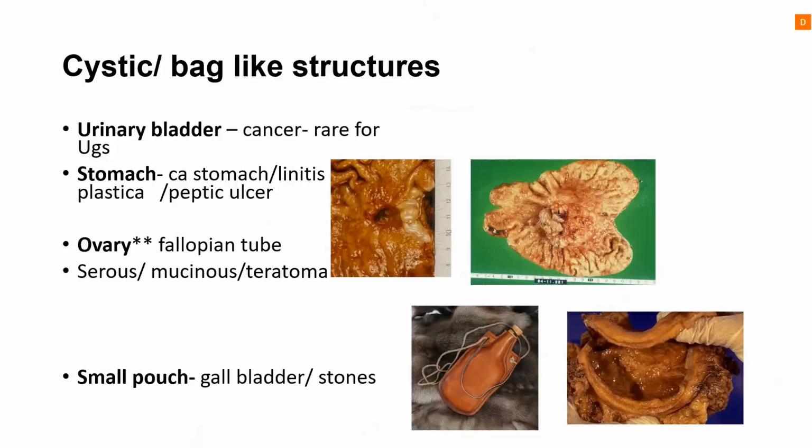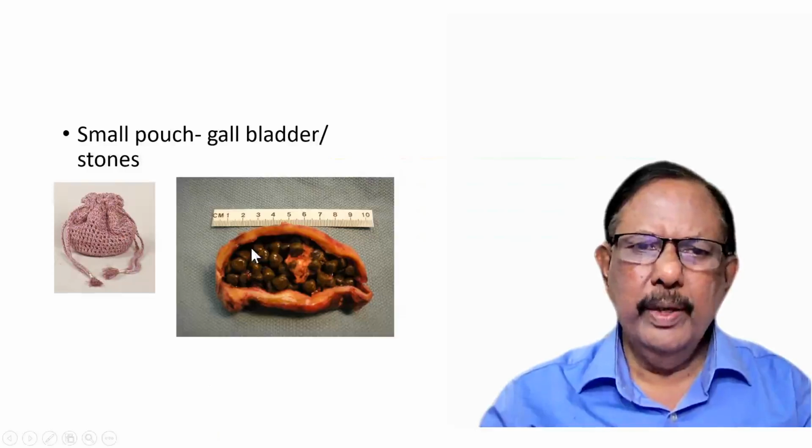There are some structures which are cystic or bag-like. Urinary bladder is not very common, though some can be having the bladder cancer. That is why your institute list is very, very important. So coming back to it, open bag, punched out lesion, it can be peptic ulcer or it can be ulceroproliferative cancer. Sometimes the stomach itself is very rigid, called as linitis plastica or leather bottle stomach. A bag-like structure must be distinguished from a small pouch, which means gallbladder. Small pouch here, similar to that, and I got the stones.